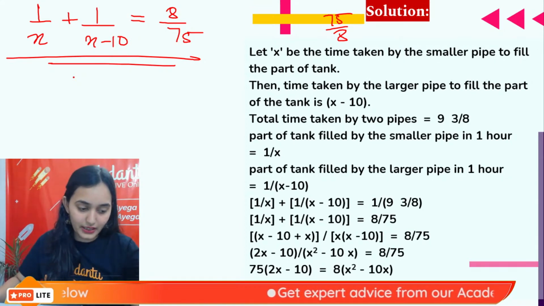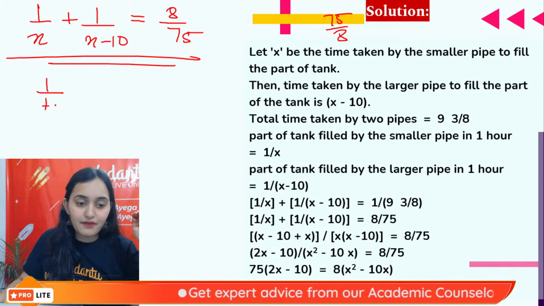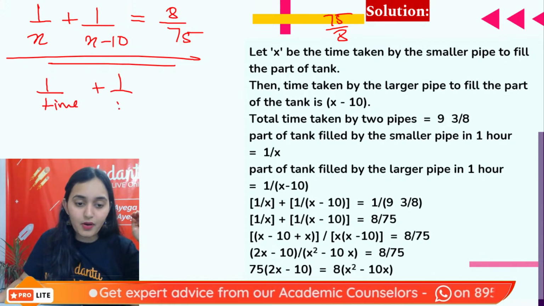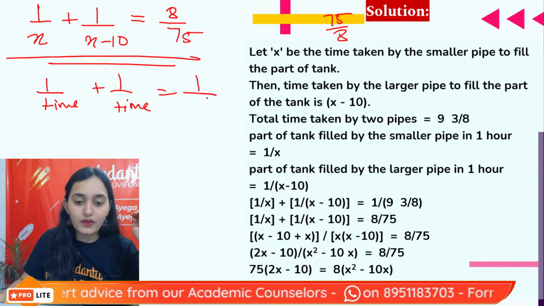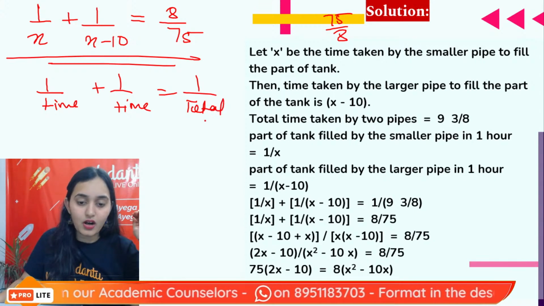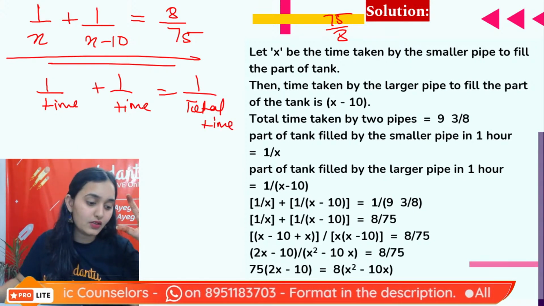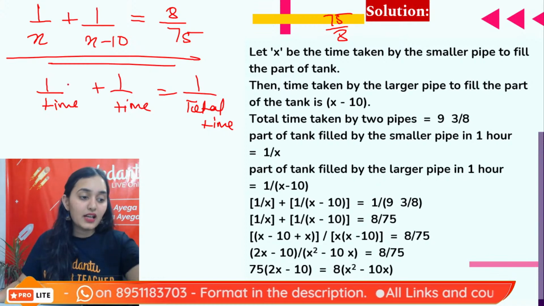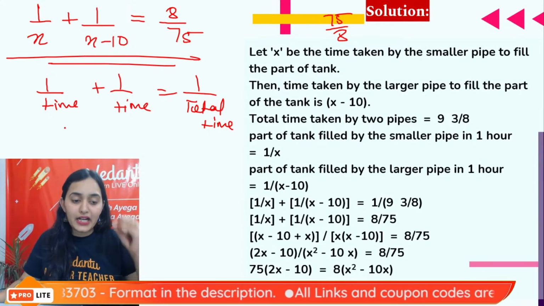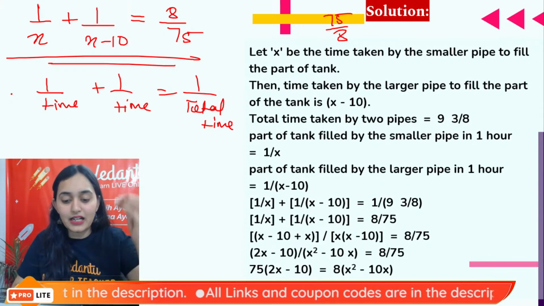ठीक है, I'm telling you a shortcut trick. जो भी time दिया है ना, 1 upon time is equal to 1 upon total time. This is a shortcut trick. अगर आपको नहीं समझ में आ रहा है तो इसको याद कर लो. Okay, just reciprocate the time. It will become the part of work that you are doing.